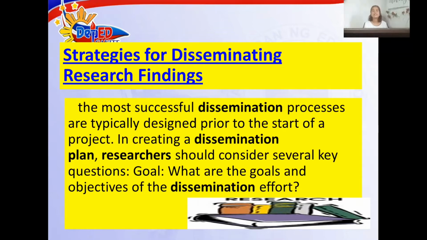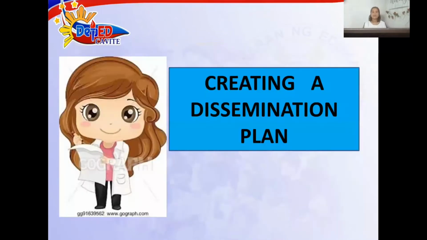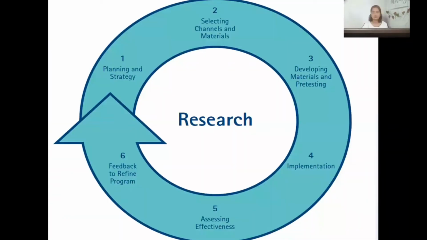In creating a dissemination plan, the researcher should consider several questions. And one of these is, what are the goals and objectives of the dissemination effort? In creating a dissemination plan, look at this cycle. So we have the planning. The first one is planning and strategy.